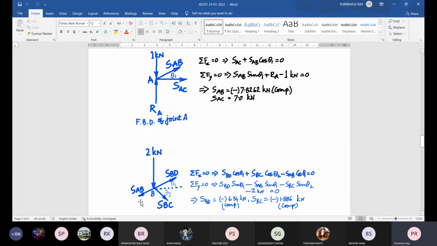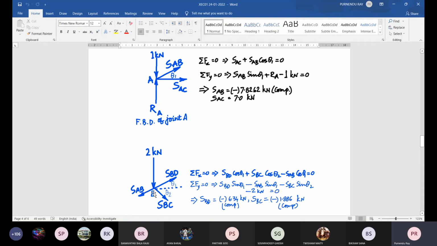And when you are using these algebraic notations, normally we prefer to give them in order. That means the first letter comes first, or the senior letters. Now sigma Fx equals 0 will give you SBD cosine theta 1, for BC SBC cosine theta 2, minus SAB cosine theta 1. Separately, I have not given this angle theta 1 because it is along the same straight line, so with the horizontal, this angle is also theta 1. So minus SAB cosine theta 1 equals 0.